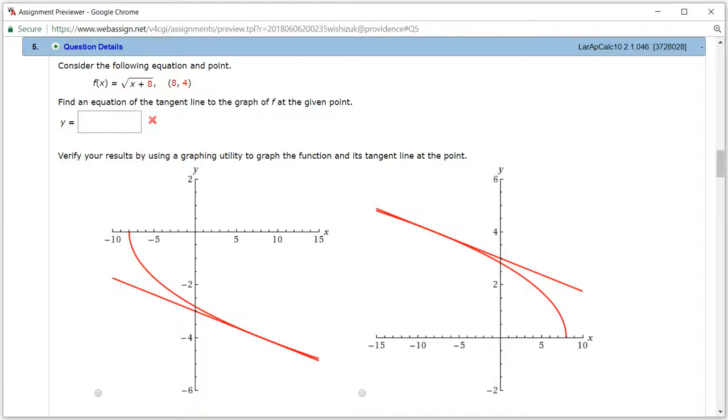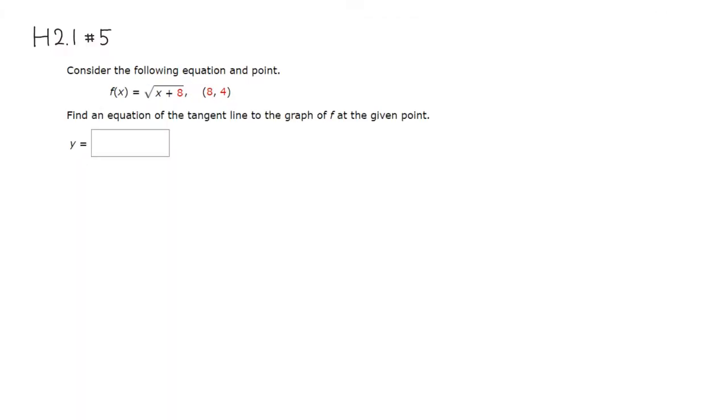Alright, let's look at homework 2.1, problem number 5. We want to find an equation of the tangent line to the given function here. So let's do that. We need to find the derivative using the definition.